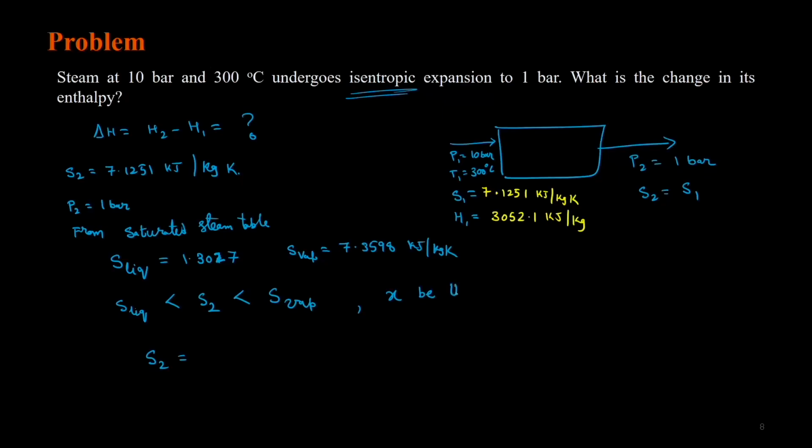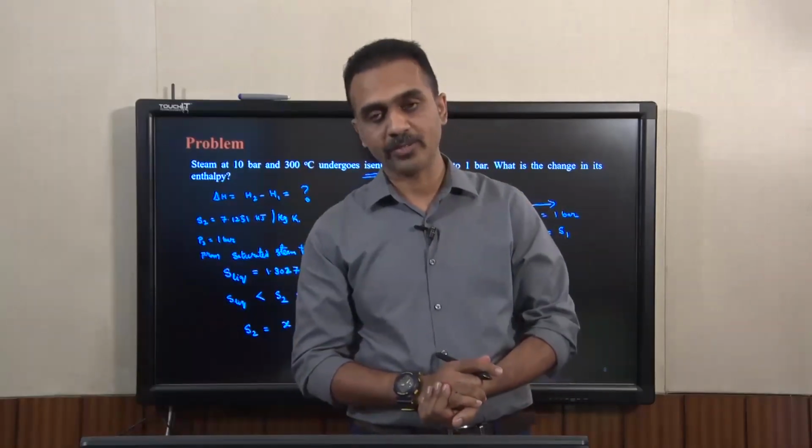Let X be the fraction of vapor. Then S2 is going to be the fraction of vapor multiplied with the vapor entropy plus the fraction of liquid, which is 1 minus X, multiplied with the liquid entropy. So depending on the value of X, which is obviously going to be between 0 and 1, we can always end up with a value of S2 that's in between S liquid and S vapor, which is what we have. S2 is 7.1251, which is in between S liquid, which is 1.3027, and S vapor, which is 7.3598.